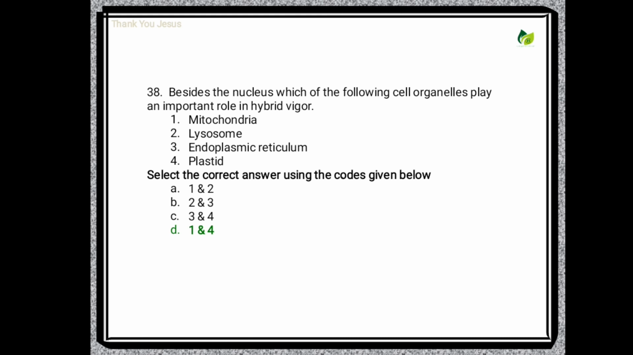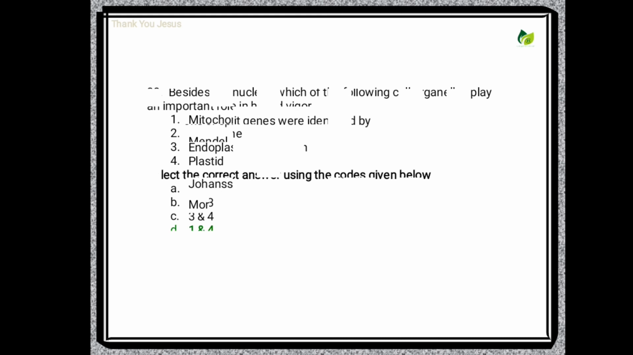Why? Because mitochondria and chloroplasts have extranuclear genomes or DNA. They are capable of showing cytoplasmic inheritance. Genes are also present in them, and they are also expressing the genes. So that's why mitochondria and plastid, 1 and 4, are the correct options.